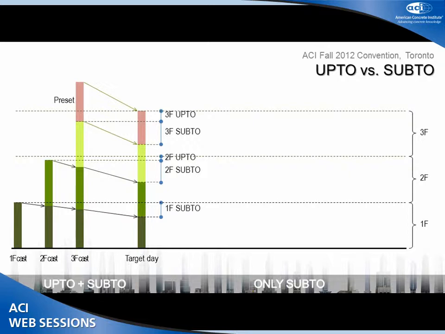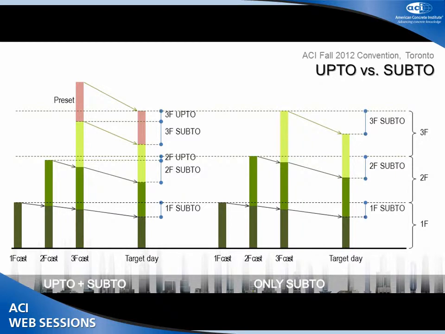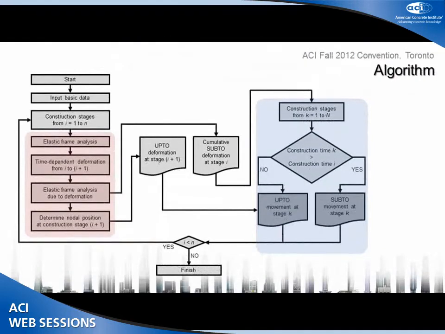To make the building reach the designed height at target day, preset is required during construction. If we construct each level at designed height, only sub-to movements at target day will remain, and the preset amount shall be reduced. Division of the movement is important in that we can precisely evaluate the components of movement, which develops the adverse effects to the building elements and can take corrective measures according to that.